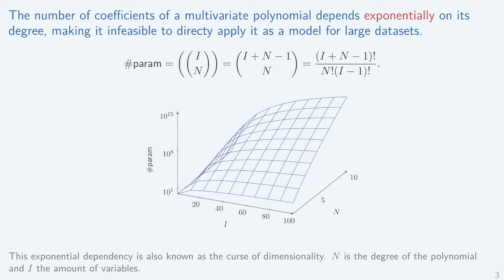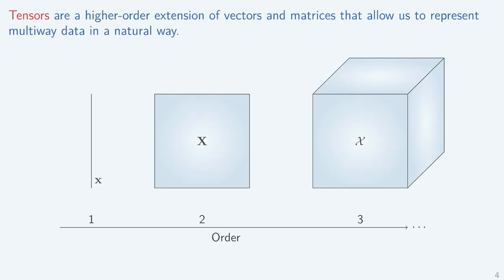You can clearly see the curse in this plot. For example, a multivariate polynomial of degree 10 with 100 variables already has around 10^15 parameters. Furthermore, the equation shows us that the amount of parameters depends on both the degree and the amount of variables with a factorial. To break this curse, we use tools from tensor algebra.